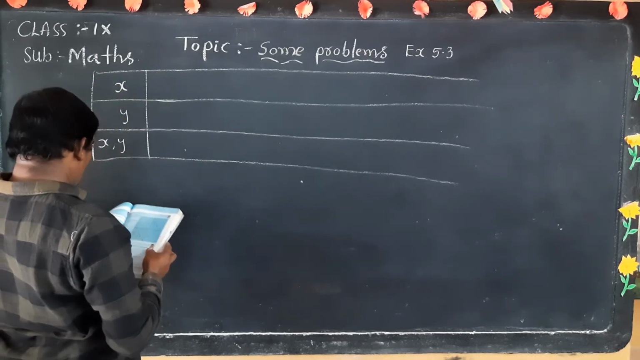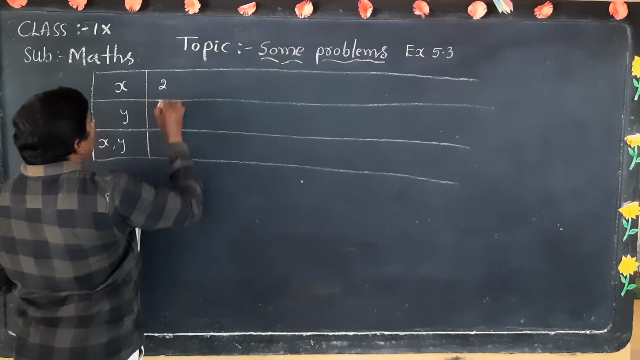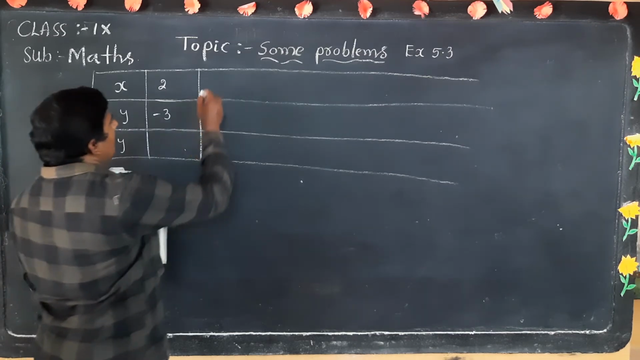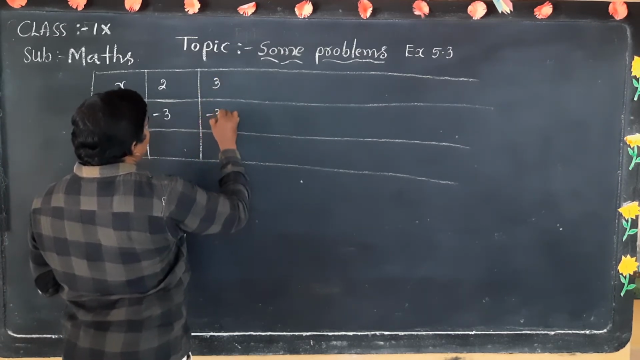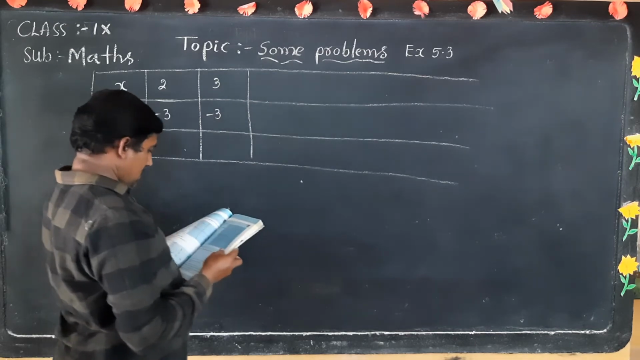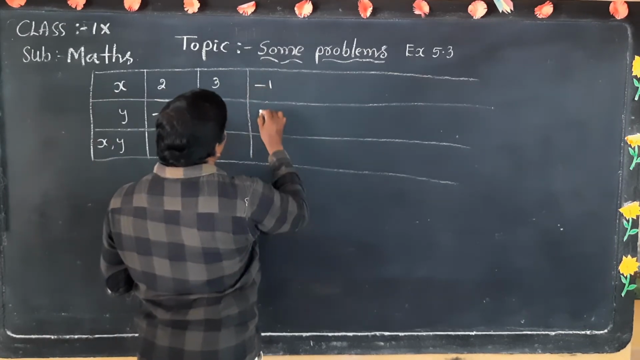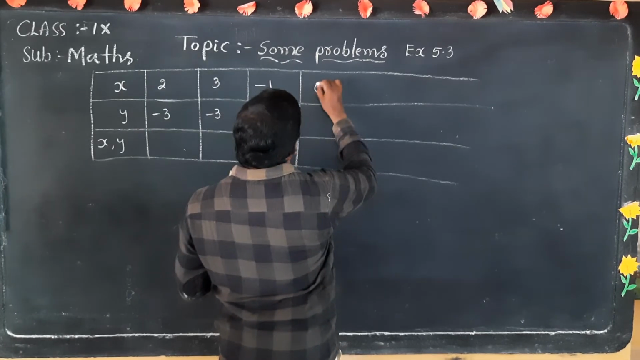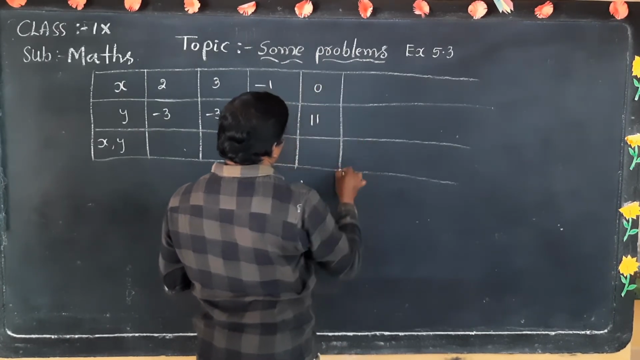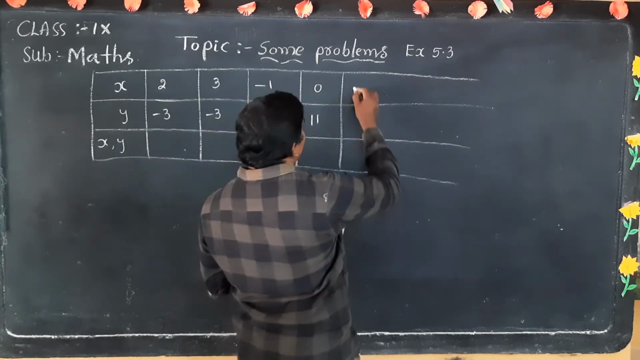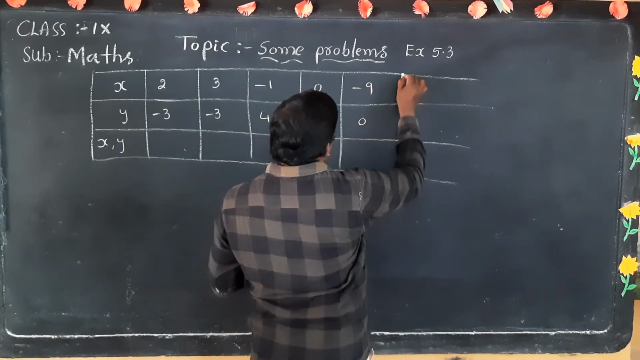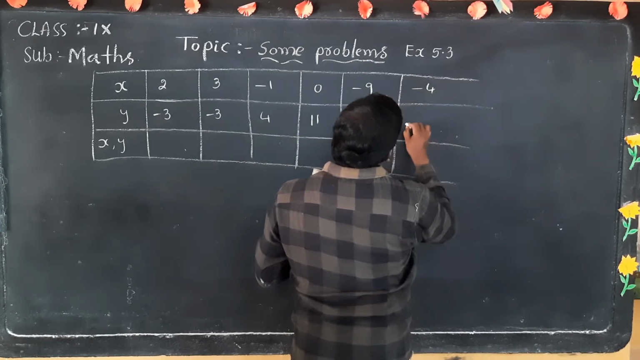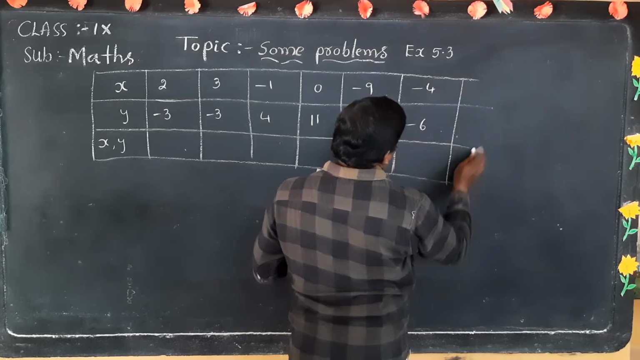Here we see (2, -3), (3, -3), next (-1, 4), next (0, 11), next (-9, 0), next (-4, -6). Okay.